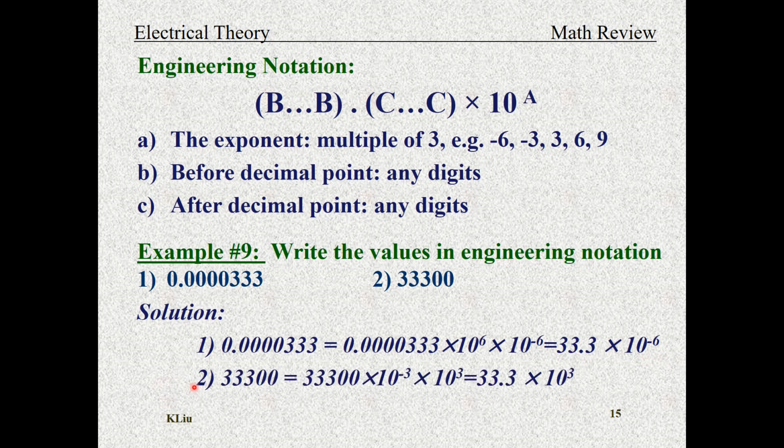For the second number, we use 3 for the exponent. Move the decimal point to the left for 3 digits, which means times 10 to the power of negative 3. To maintain the same value of the original number, we need to times a canceling number, 10 to the power of positive 3. That is how we get our final result.